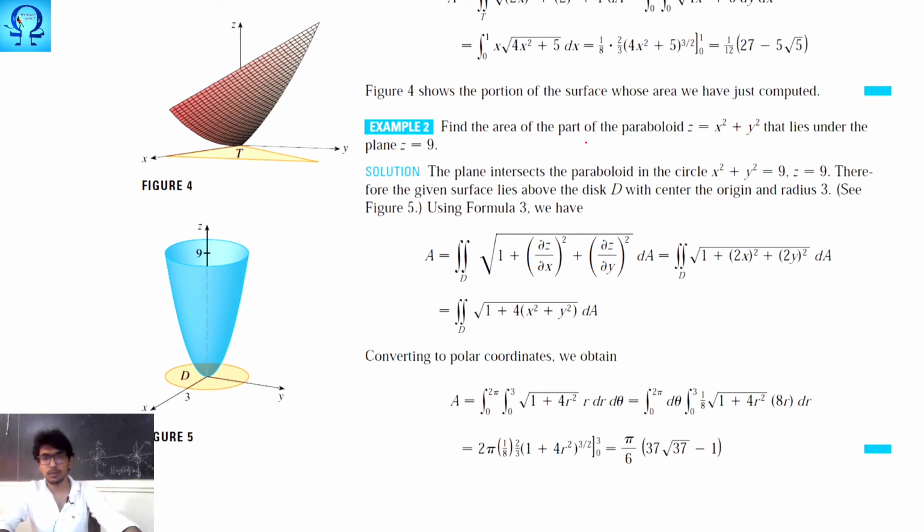The next problem is to find the area of the part of the paraboloid that lies under the plane z is equal to 9. So when you plot this one, this goes like this, and z is equal to 9 is a plane which cuts this, so you are getting this shape. This is some circular region. We can convert this into polar coordinates.